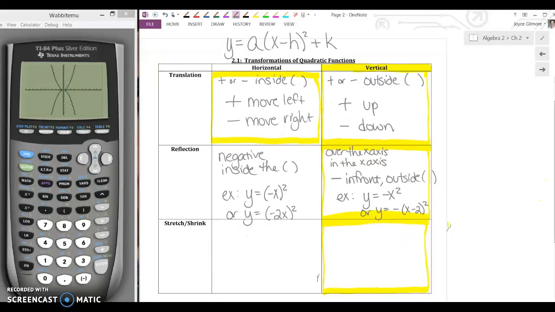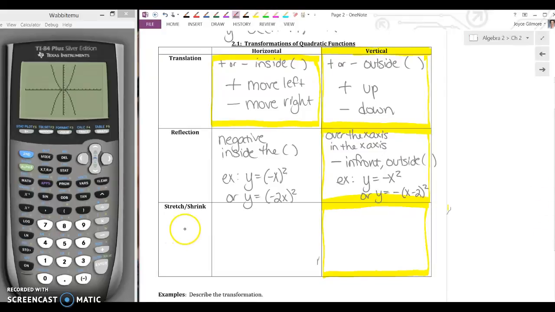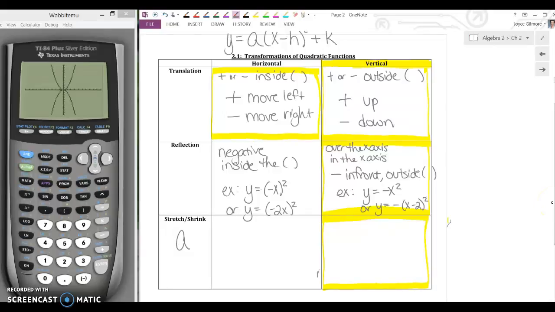Stretches and shrinks. We are going to use the vertical stretches and shrinks a lot more. It's the A value that you see in that formula we wrote at the top of the page. If A is larger than 1, it is going to be a stretch. For example, y equals 2 times x squared. That's a stretch, and it's going to make it more narrow. Because we're vertically pulling on that parabola, which makes it taller. It stretches it. That ends up making it narrower.